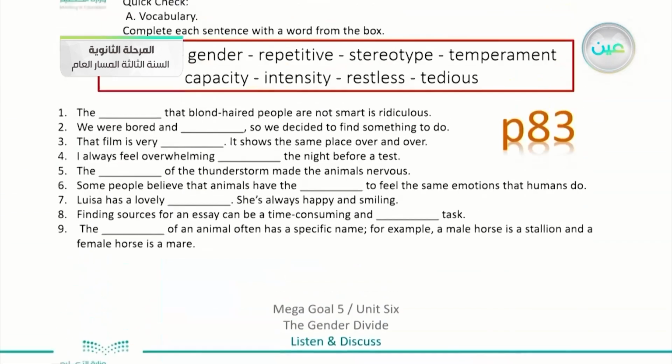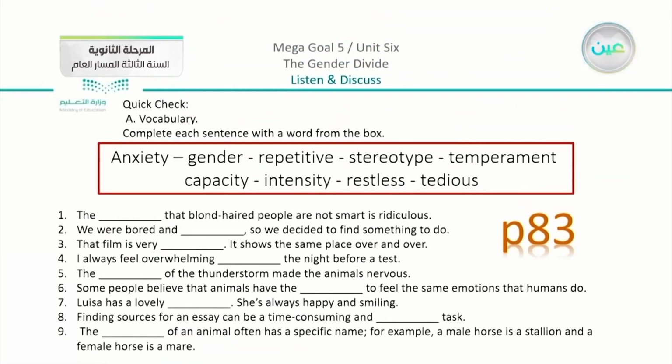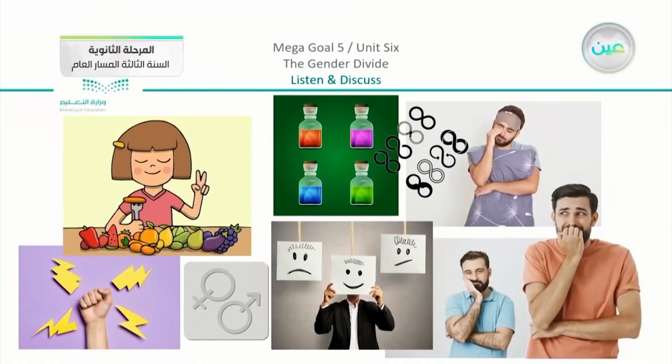And actually, I'm going to just show you the exercise that we have in the book. We have the exercise on page number 83. So you can see that we have the words anxiety, gender, repetitive, stereotype, temperament, capacity, intensity, restless, and tedious.